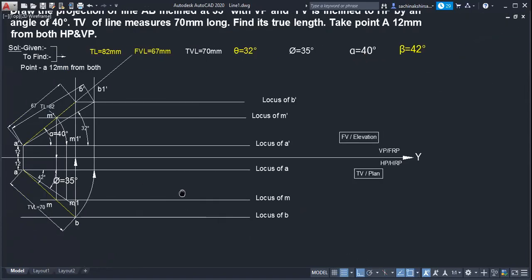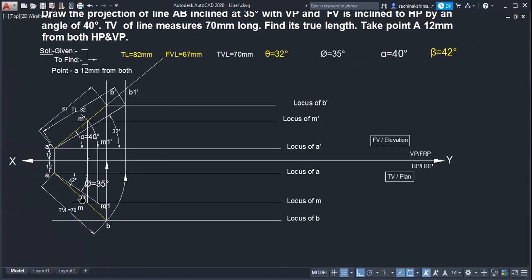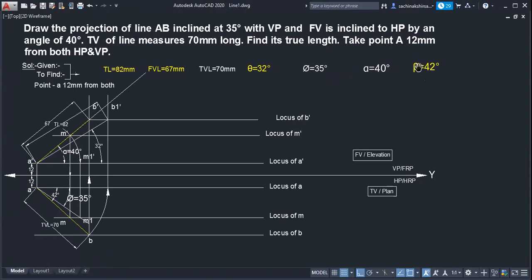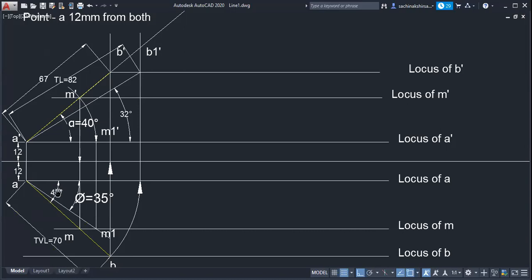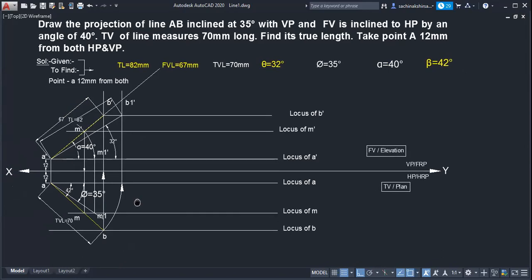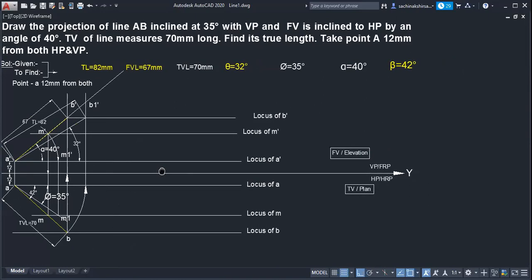Similarly, again we will check. Here beta is how much? 42. We calculated in one of the problems. So here it is 42. Is it with horizontal or vertical? Beta is with horizontal. It is with horizontal.